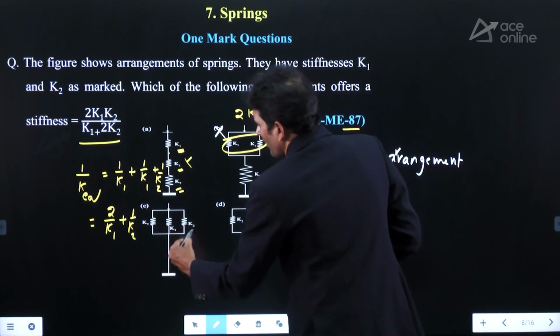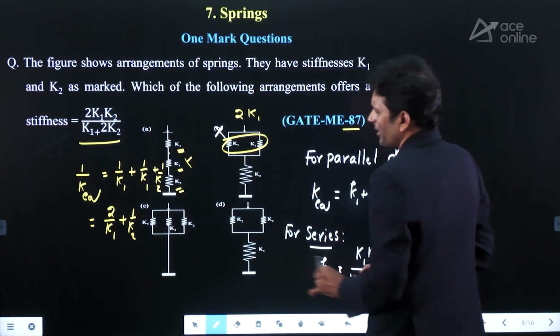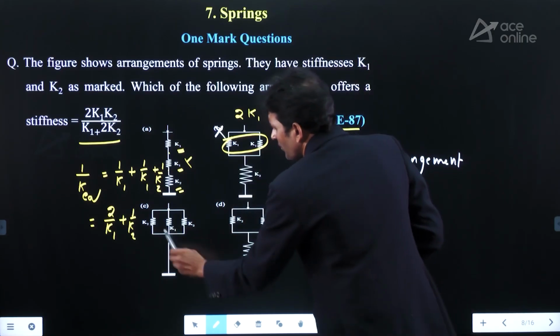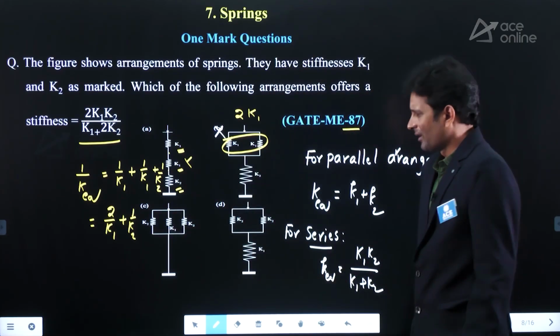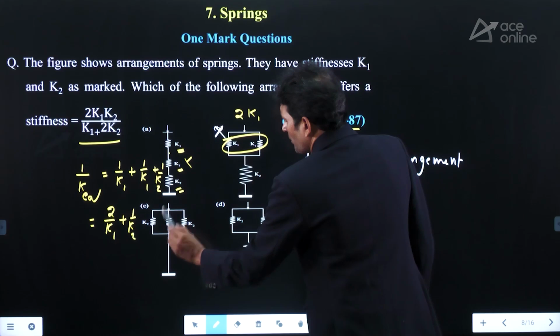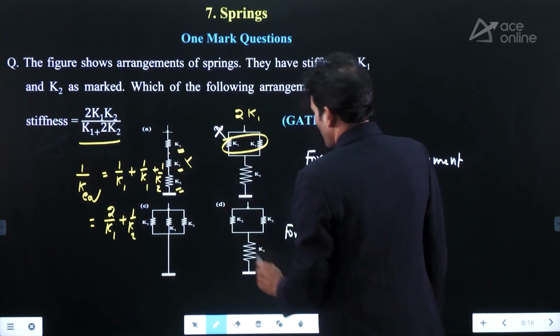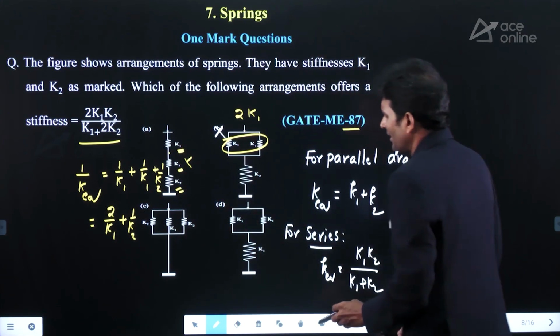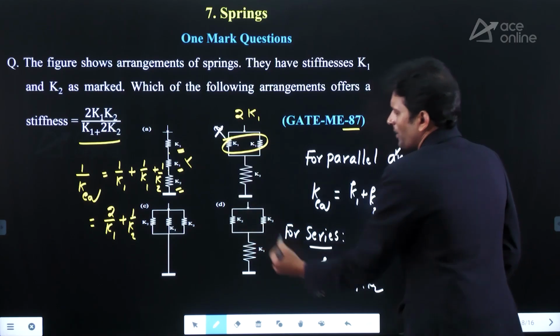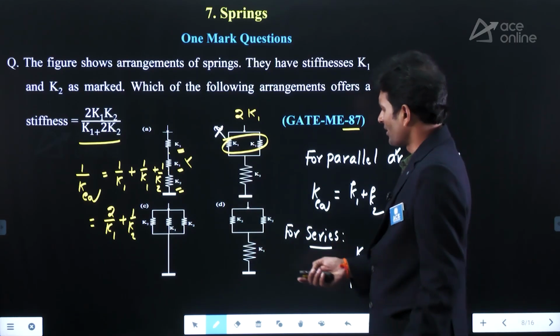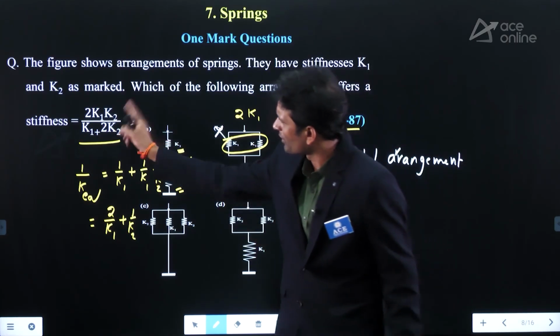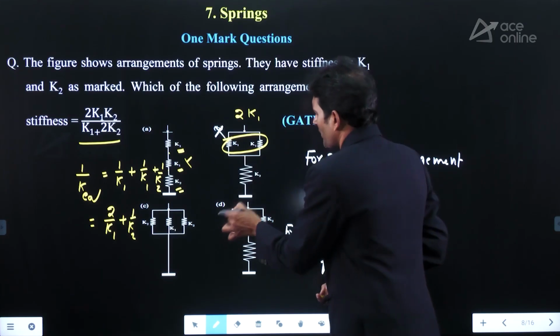Now come to this one. If you are observing the option C, option B is eliminated. Option C, all arrangements we are having in a parallel connection, 2K2 plus K1. So it is not matching. Come to this one, Option D. First you take these two springs. These two are parallel to each other, then it is 2K2. 2K2 is available. Then you can easily pick option D is correct.